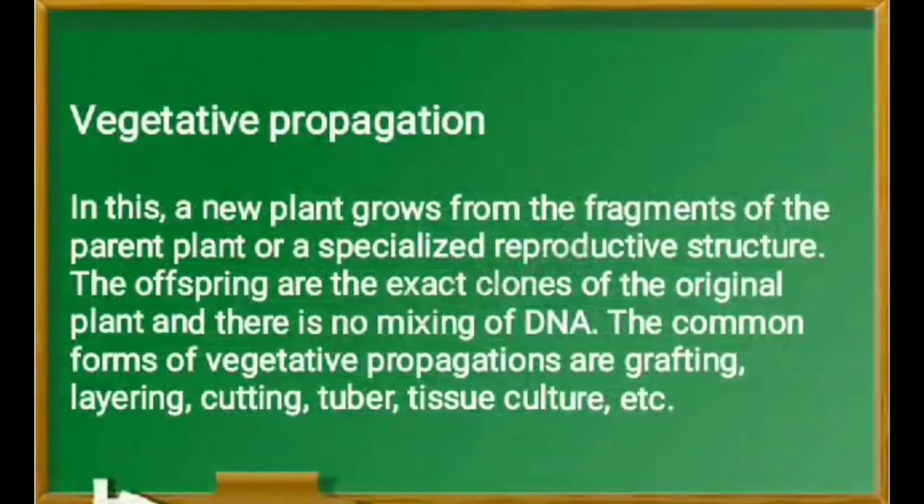Vegetative propagation. In this, a new plant grows from the fragments of the parent plant or a specialized reproductive structure. The offspring are exact clones of the original plant and there is no mixing of DNA. The common forms of vegetative propagation are grafting, layering, cutting, tubers, tissue culture, etc.